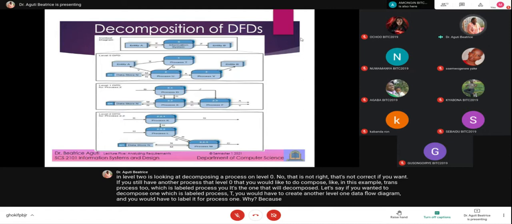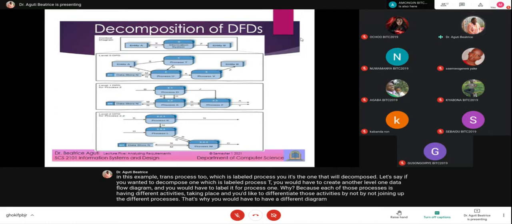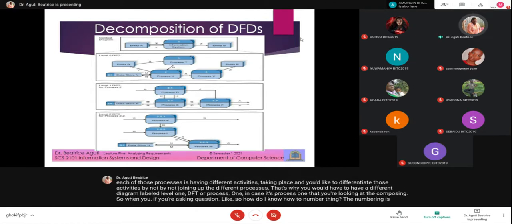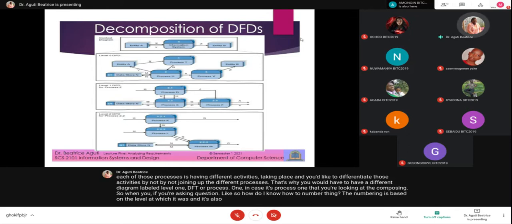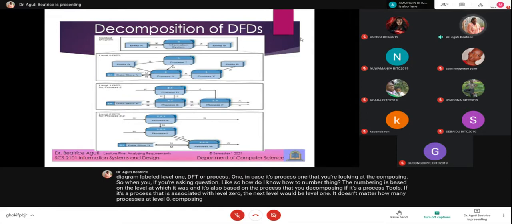Why? Because each of those processes has different activities taking place, and you'd like to differentiate those activities by not joining up the different processes. That's why you would have a different diagram labeled level 1 DFD for process 1, in case it's process 1 that you're looking at decomposing. So if you're asking, how do I know how to number them? The numbering is based on the level at which it was, and it's also based on the process that you're decomposing. If it's a process associated with level 0, the next level would be level 1. It doesn't matter how many processes at level 0 need decomposing. You would have different level 1s for them, as long as you're focusing on processes on level 0.